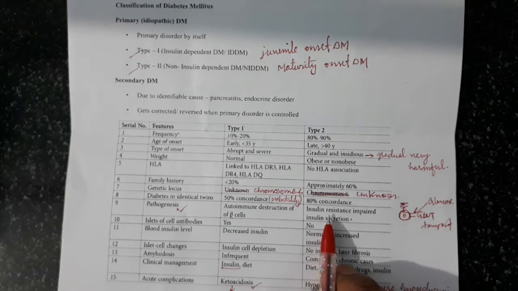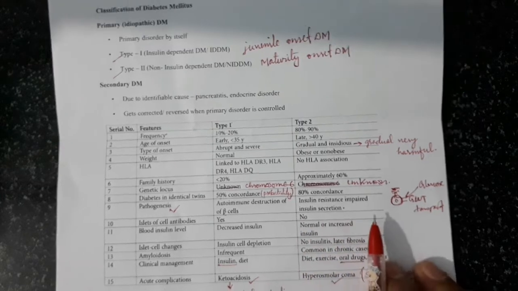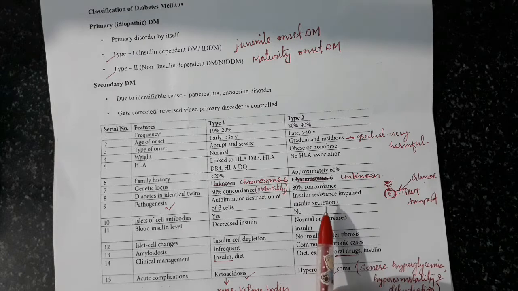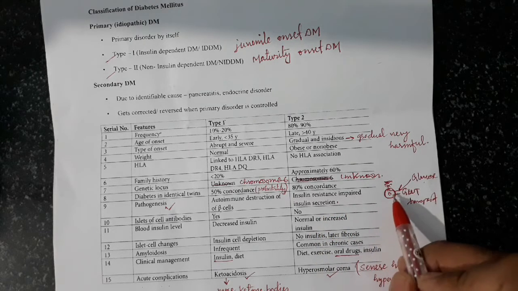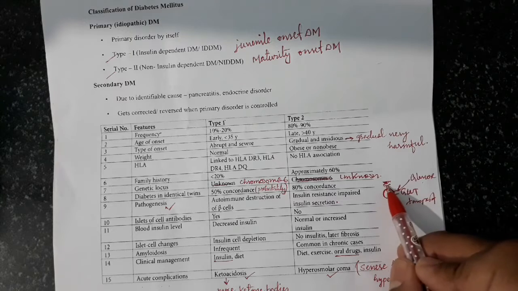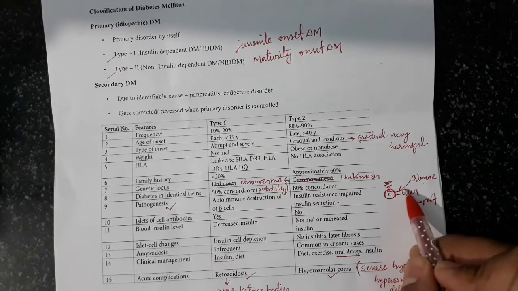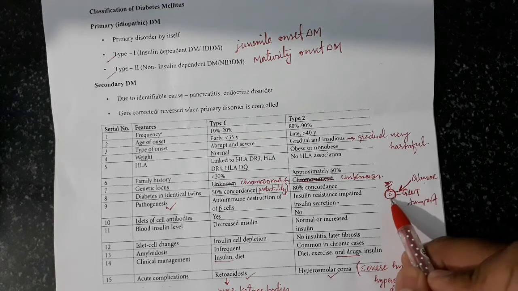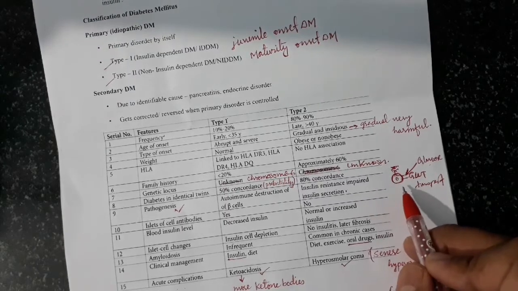Whereas for type 2, the main reason is insulin resistance and impaired insulin secretion. Means your pancreas is producing normal insulin levels, but your tissue becomes ineffective. Means when insulin comes and binds to the insulin receptor present on the cell, it is not able to open the GLUT transporter, and because of that glucose is not able to go inside and is not being utilized, so we say that it becomes resistant.